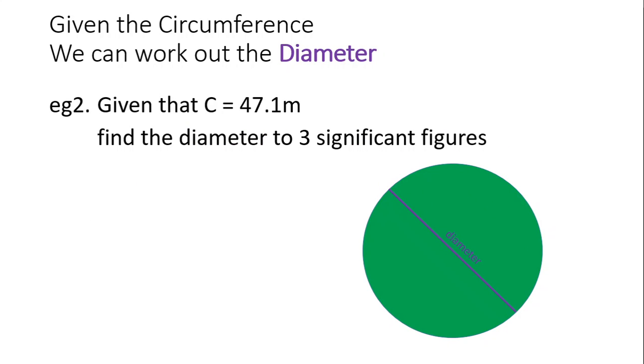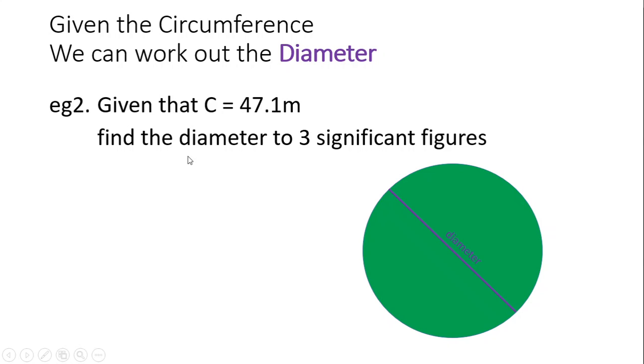Here's another example where I've given you the circumference. I didn't give it in terms of pi, I gave it as a number, and you might think that this is going to be easier to work with. But as you can see, the question asks me to find the diameter to 3 significant figures. That gives me a good hint that when I work out the diameter, I'm going to get a really big, long decimal value that I need to round.